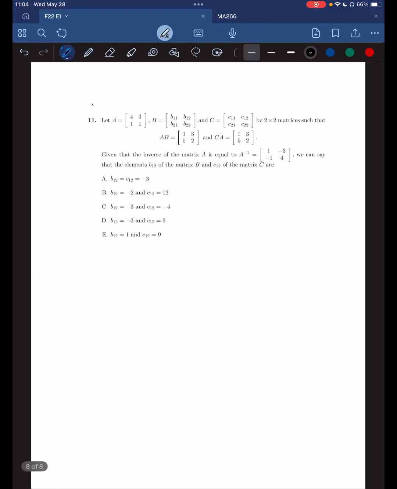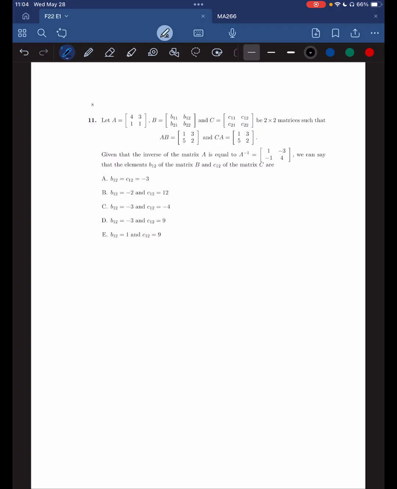All right, moving on to 11. We're given matrices A and B. B is actually not given to us, and C is also not given to us. We're given that AB is equal to 1, 3, 5, 2. We're given that CA is equal to 1, 3, 5, 2. We are also given the matrix that is the inverse of A, and we want to find B12 and C12. All right, very well.